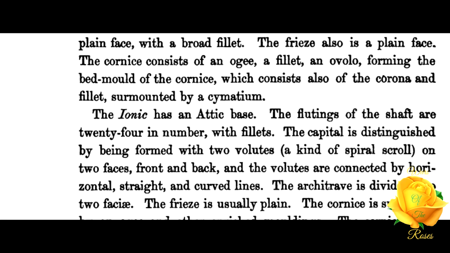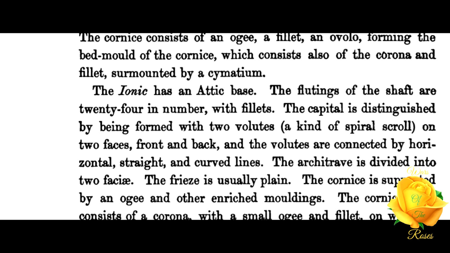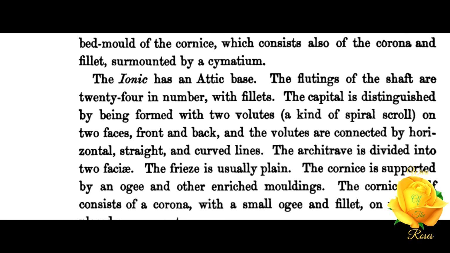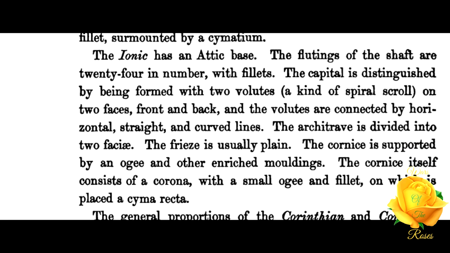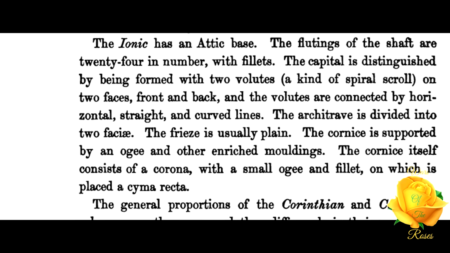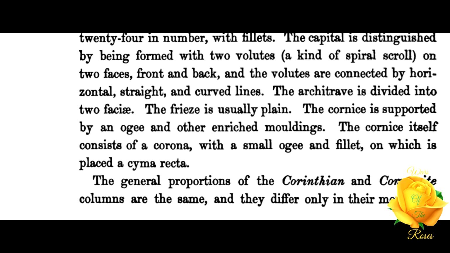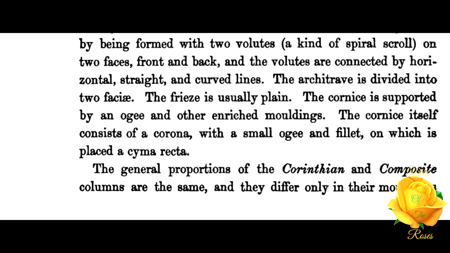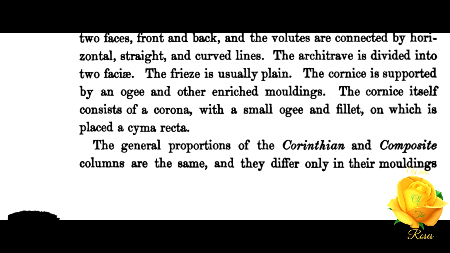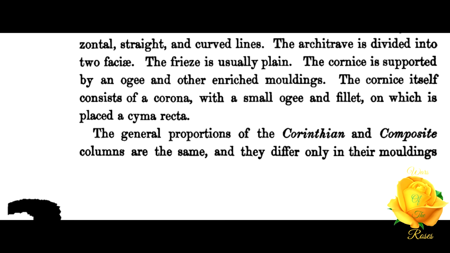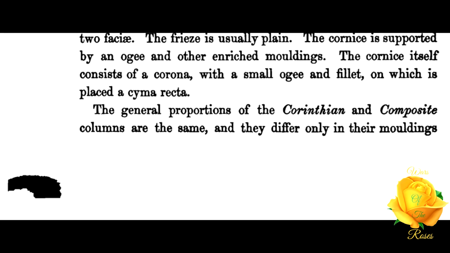The Ionic has an Attic base. The flutings of the shaft are 24 in number with fillets. The capital is distinguished by being formed with two volutes, a kind of spiral scroll on two faces, front and back, and the volutes are connected by horizontal, straight and curved lines. The architrave is divided into two fasciae. The frieze is usually plain. The cornice is supported by an ogee and other enriched mouldings. The cornice itself consists of a corona, with a small ogee and fillet on which is placed a chyma recta.